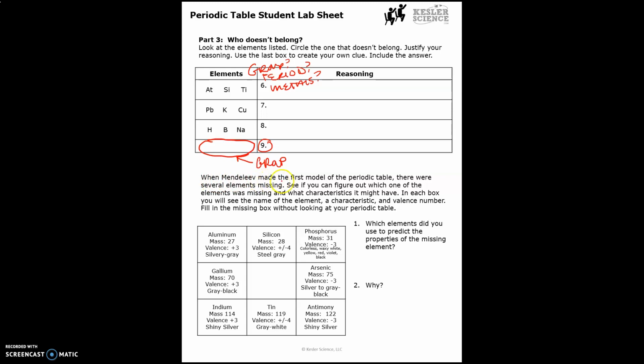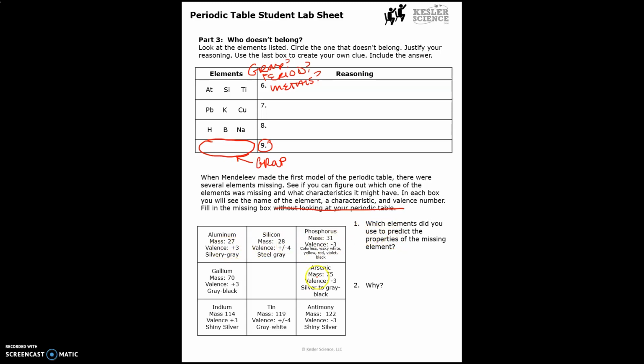Okay, when Mendeleev first made the first model of the periodic table, there were several elements missing. See if you can figure out which one of the elements was missing and what characteristics it might have. In each box, you will see a name of an element, a characteristic, and a valence number. Fill in the missing box without looking at your periodic table. I'm going to take this part off because it's about impossible to do unless you have memorized the periodic table, which nobody needs to do.